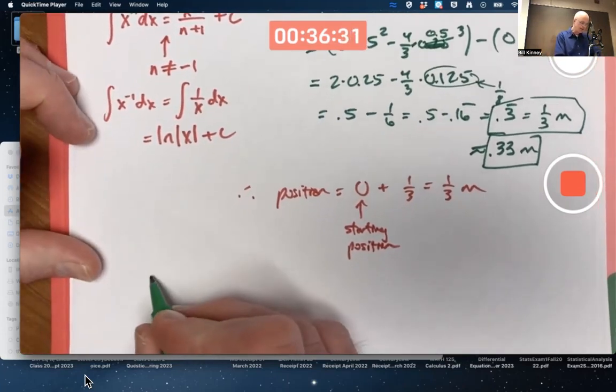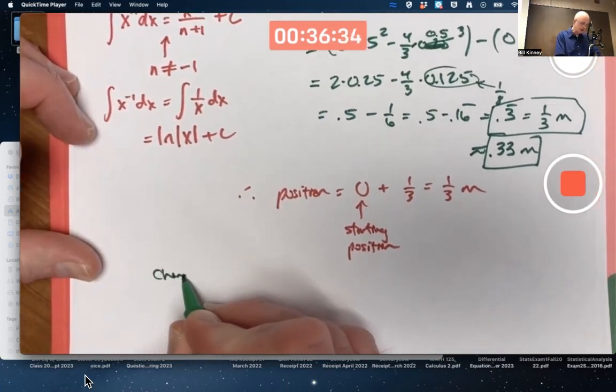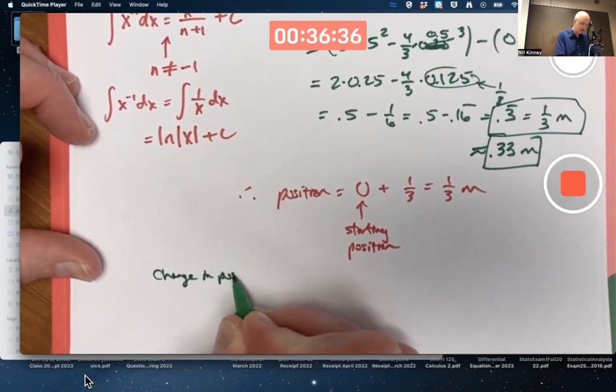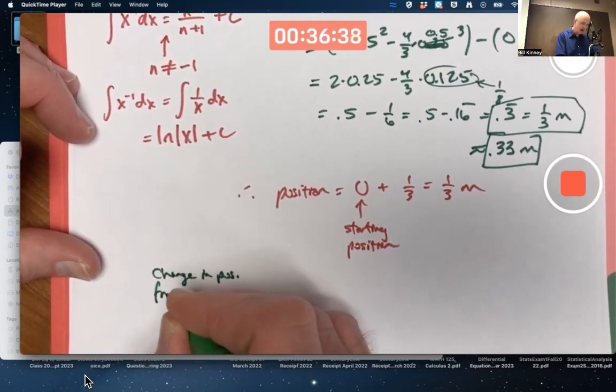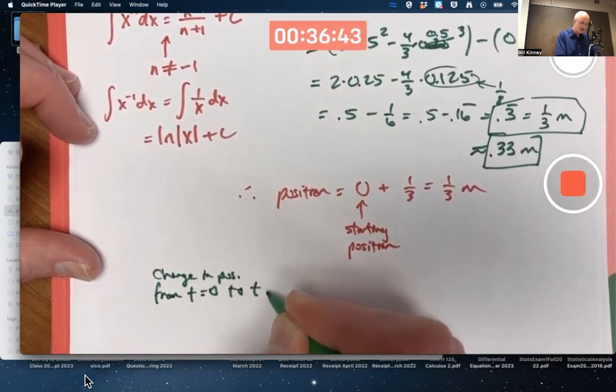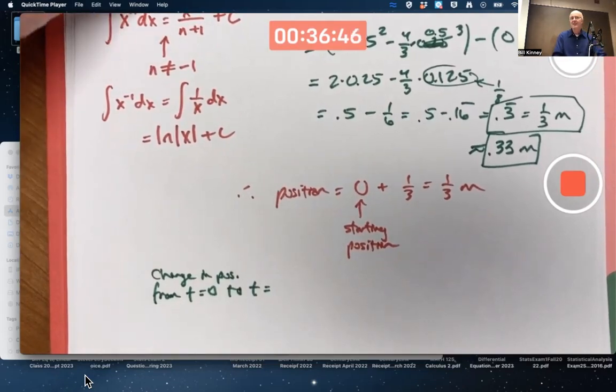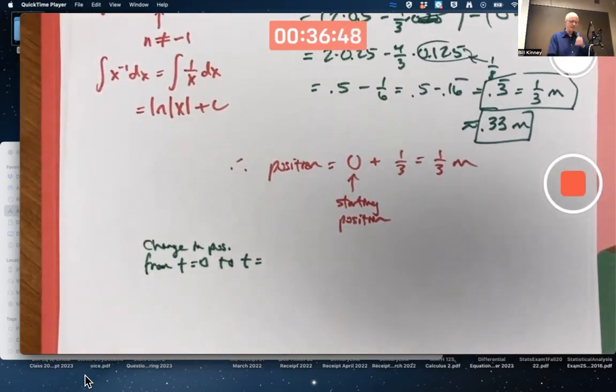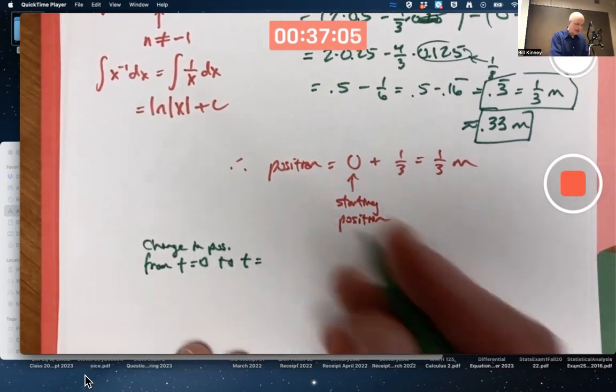How can I be more efficient in finding change in position in general? Change in position from time t equals 0 to some arbitrary time. What should I call the arbitrary time? Just plain little t? I could. Maybe though, since my velocity is already a function of little t, maybe I should use a different letter. But it's still going to represent time. Oh, how about capital T?